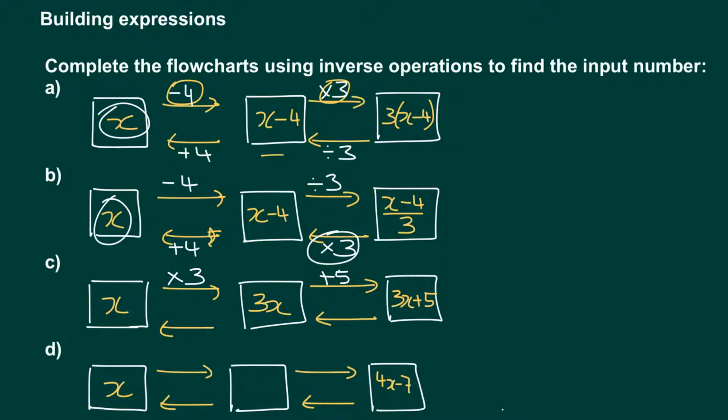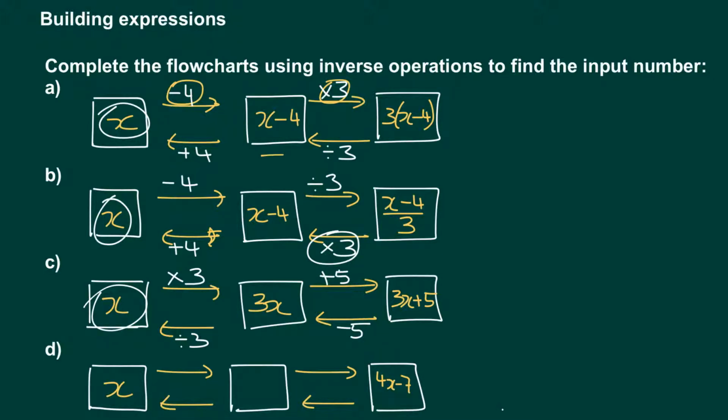Then again, just going through our opposites. So plus 5 becomes minus 5 at the bottom. So 3x plus 5 minus 5, those 5's get cancelled out, leaving us with 3x in the middle. And then finally, we have divided by 3. So the 3's get cancelled out, and we end up with the x here. So guys, now, again, as we always do, please do pause the video at this stage and have a go at part D all on your own.